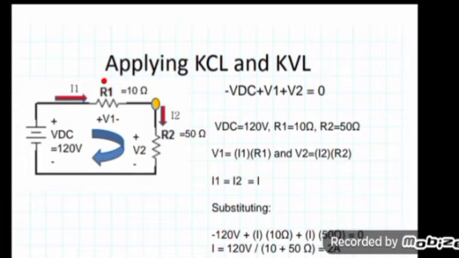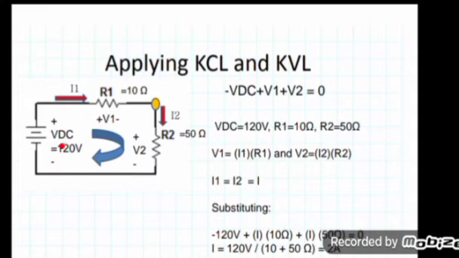Okay, in this circuit, you have to understand what this circuit actually is. VDC is the voltage source, equal to 120 volts. R1 and R2 are resistances, 10 ohm and 50 ohm, connected in series. I am considering I1 as the current flowing through resistance R1 and I2 as the current flowing through resistance R2. V1 is the voltage drop across resistance R1 and V2 is the voltage drop across resistance R2. Now I have to apply both KVL and KCL rules here. This is the entire closed circuit, so I have to apply the KVL rule in the clockwise direction.